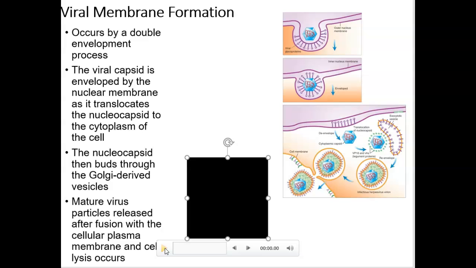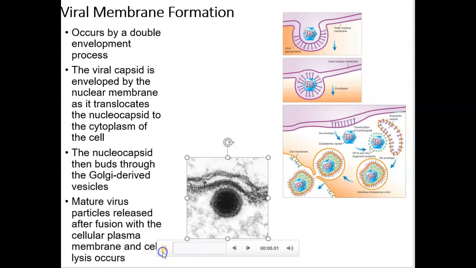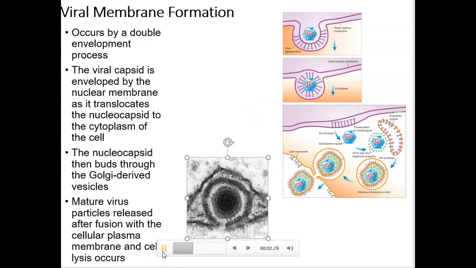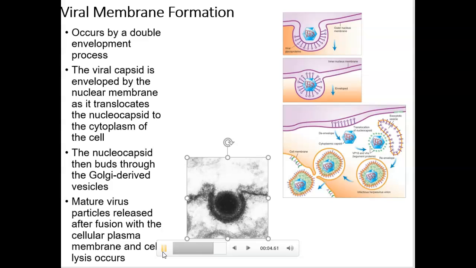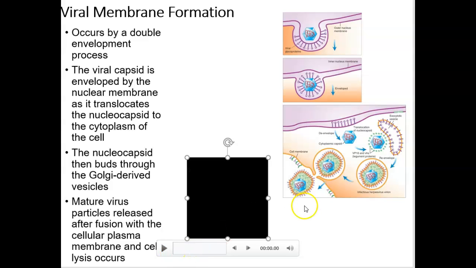Right, so it picks up that membrane because remember the nuclear envelope is a double membrane structure. So it buds through the first membrane into that inner membrane space, and then that membrane merges with the second membrane and it loses it. And this we think is pretty unique to herpes viruses. And then it picks up its second membrane and leaves through exocytosis.